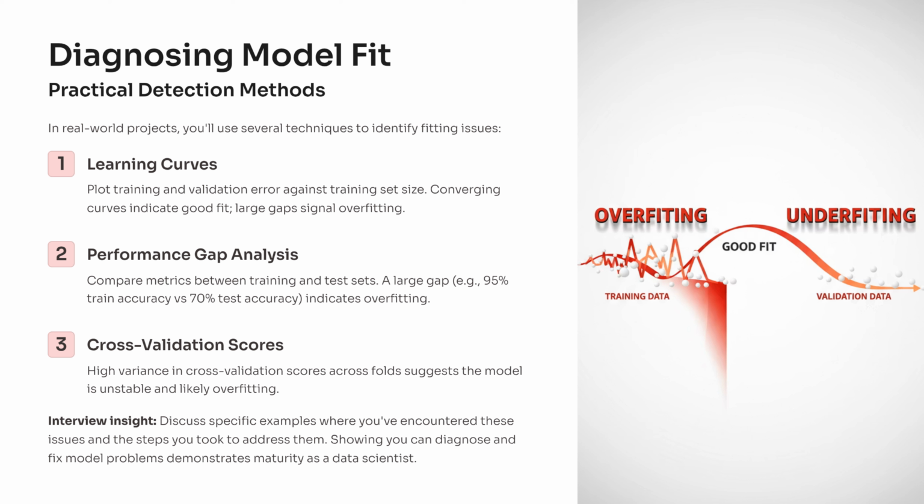Third, cross-validation scores. If your validation scores vary a lot across folds, the model is unstable and likely overfitting. Stable scores indicate better generalization. Here's an interview tip: don't stop at definitions.